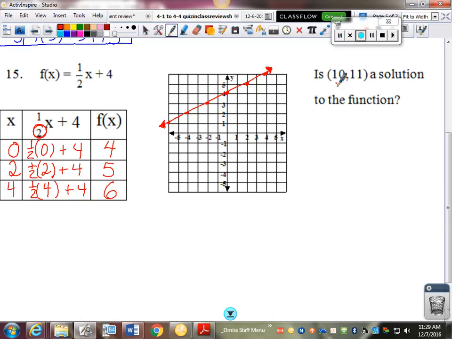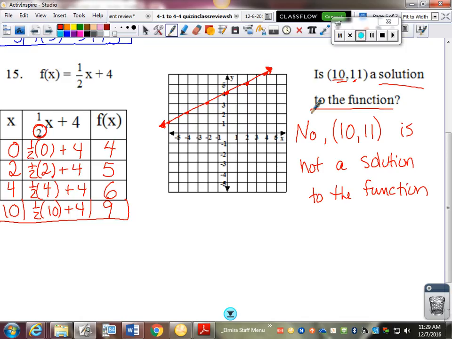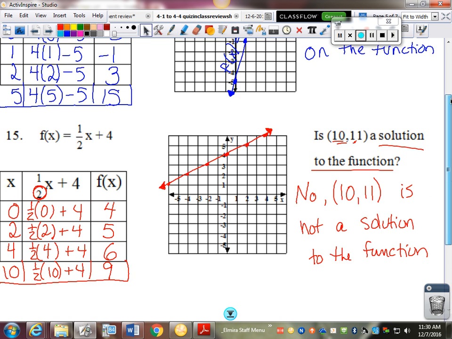Okay, there's our graph. Lastly, is 10, 11 a solution? So I'll go over here, make a row, and I'll skip right to 10. Let's see, half of 10 would be 5, and 5 plus 4 is 9. They said it was going to be 11, so no. 10, 11 is not a solution to the function. Use the words from the problem. It's the same mathematical process. We're doing the same thing to find out whether it's yes or no, but practice using the different words. All right.